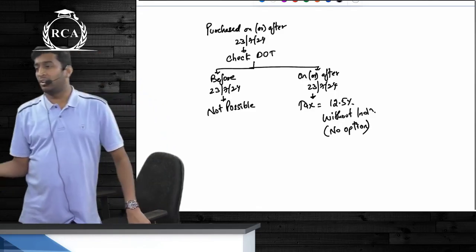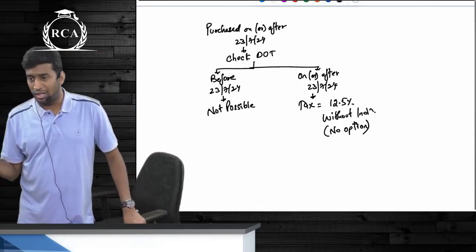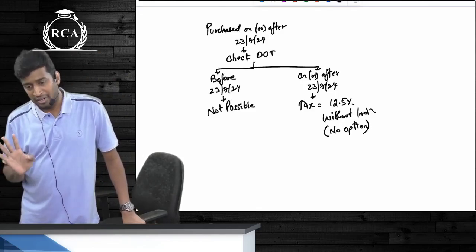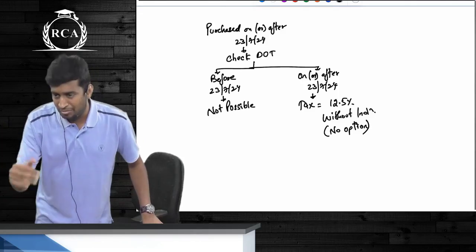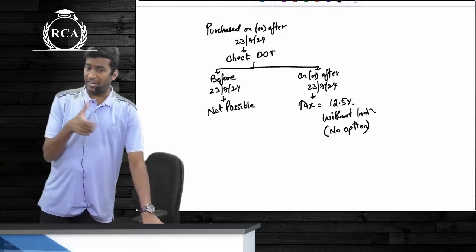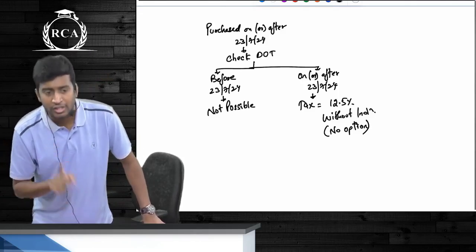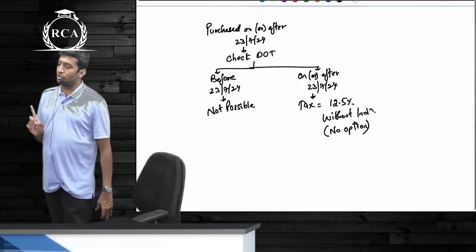Next financial year onward there is no this concept, it is only 12.5. But for your this May exam and upcoming September, this confusion will apply with the date. What's the date? 23rd July 2024.